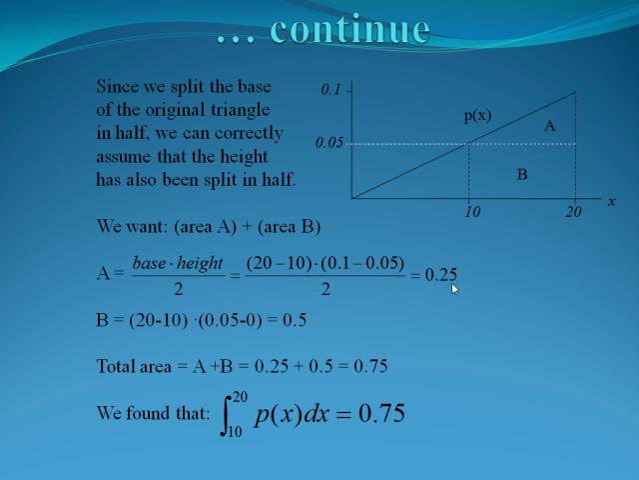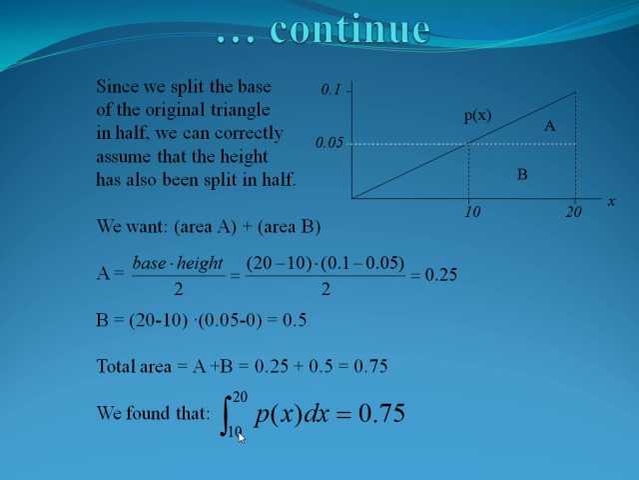Now, when we do the area of B, we're doing the area of a rectangle. So we do base times height. My base is 10 units long, the difference between 10 and 20, and my height is going to be 0.05. So 10 times 0.05 is 0.5. We add up the total area, we're going to add up A and B, to give us a total area of 0.75. So we found that the area under the curve from 10 to 20 of our PDF is 0.75.